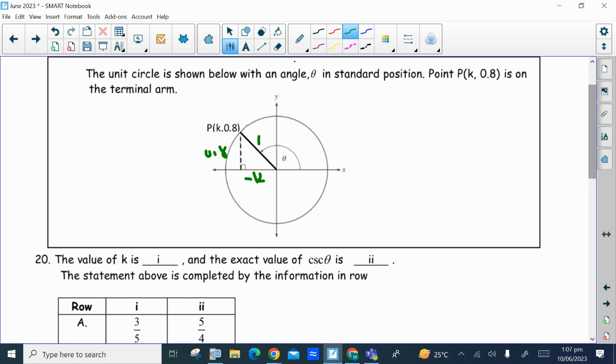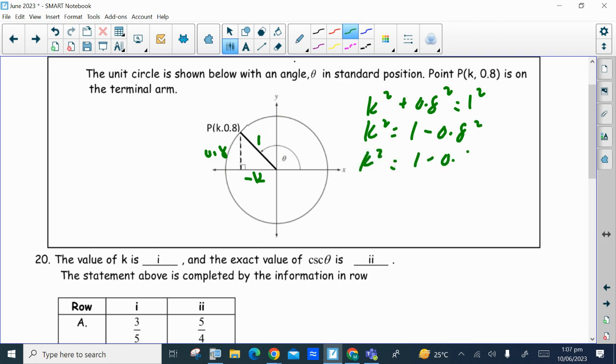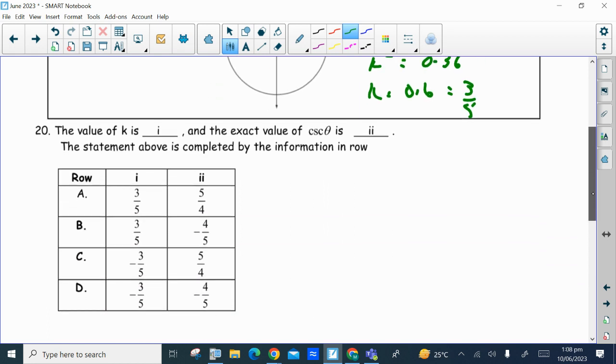So using the Pythagorean theorem, we'll find k. K squared plus 0.8 squared equals 1 squared. K squared will be 1, take away 0.8 squared, which is 0.64. So k squared will equal 0.36, and k will equal 0.6, which would be 3/5. But again, it's negative because you're going left from the origin. So that eliminates A and B as possible answers.